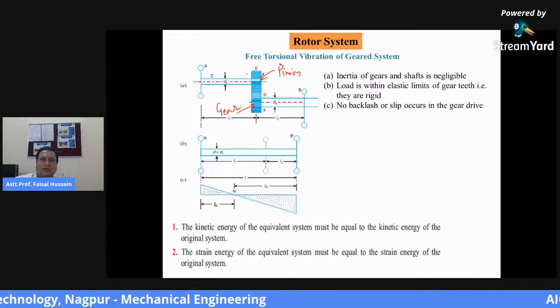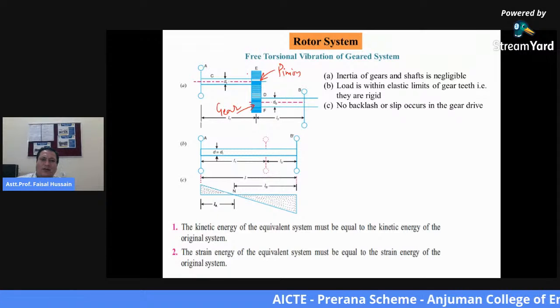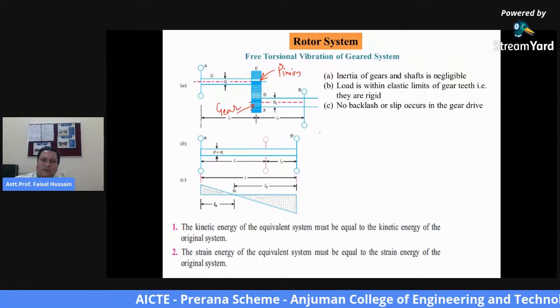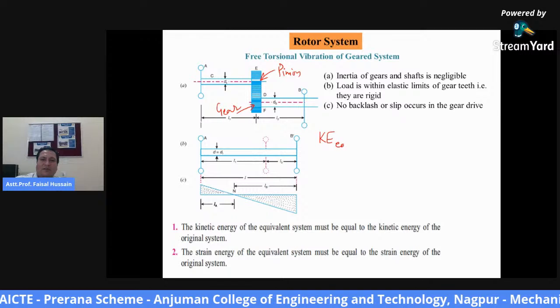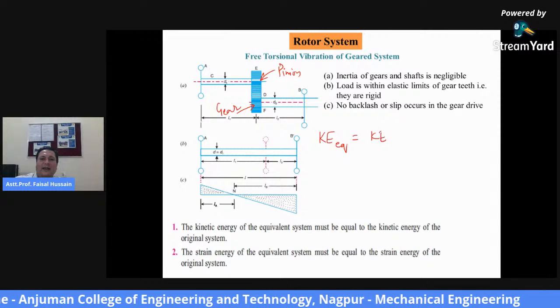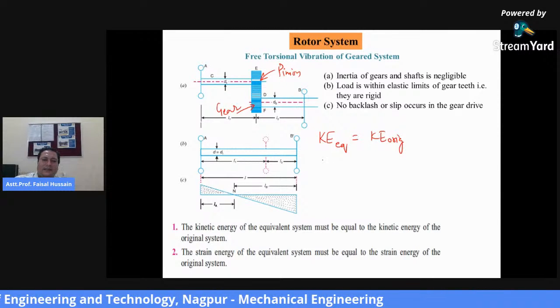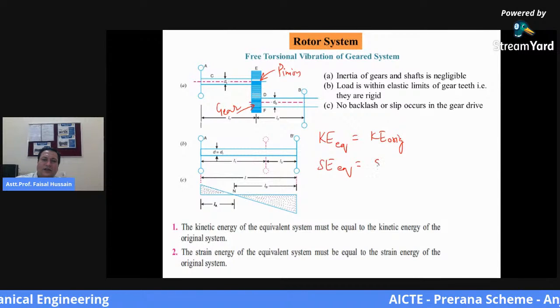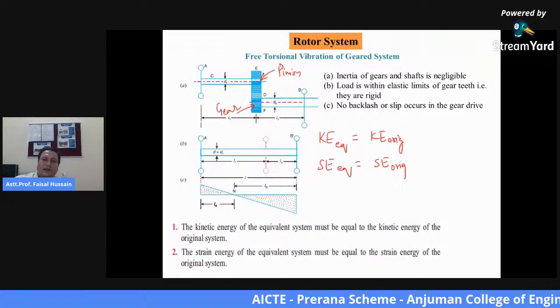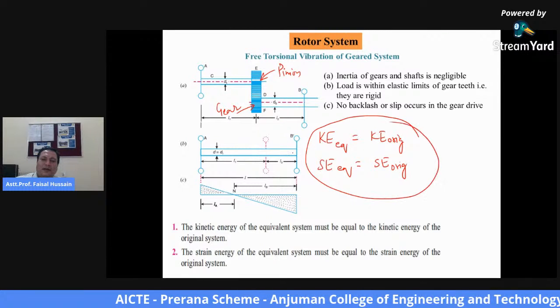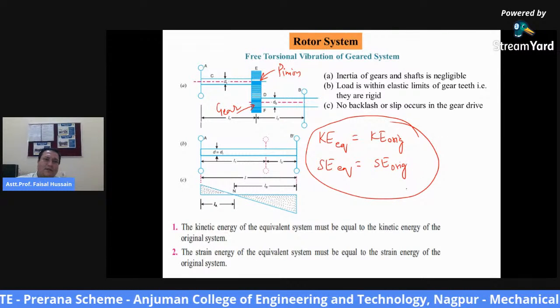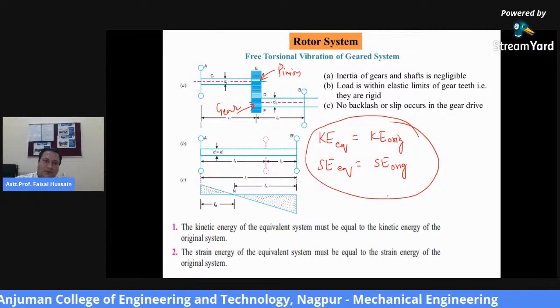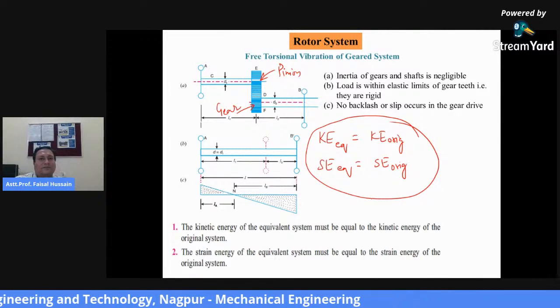So here also, if you want to determine the frequency of the system at rotor A and rotor B, two things we have to satisfy. One is that the kinetic energy of the equivalent system should be equal to the kinetic energy of the original system. And second, the strain energy of the equivalent system will be equal to the strain energy of the original system. After solving these two conditions, we can determine the frequency of the system. So this is the concept of a geared system related to torsional vibration.